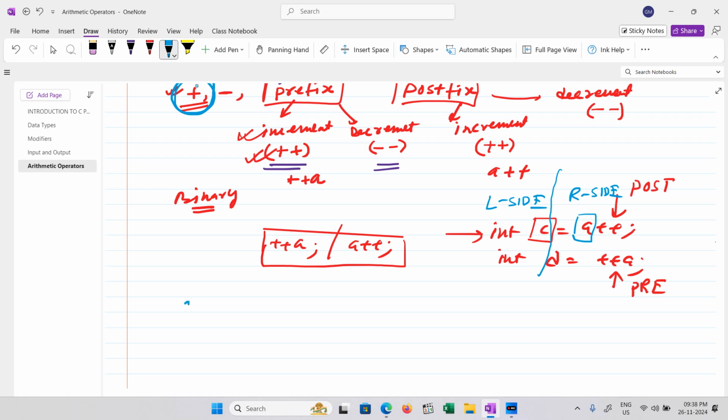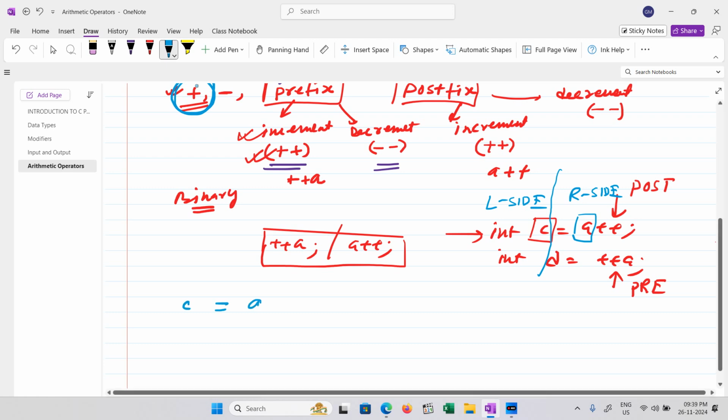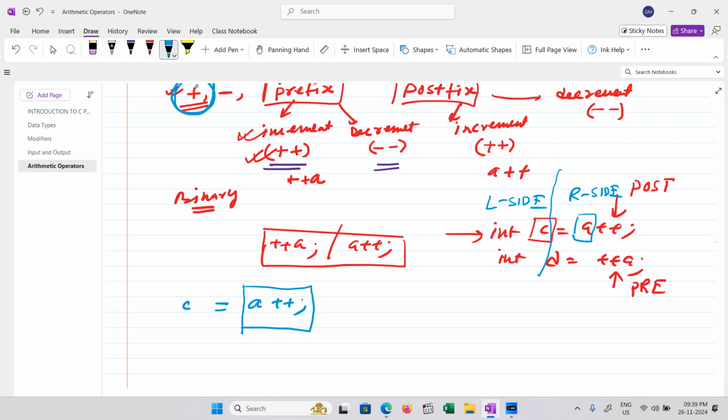c equal to a plus plus. So what will happen here? This particular expression will be resolved first, will be evaluated first, and whatever the value of a is there, that value will be assigned to c.